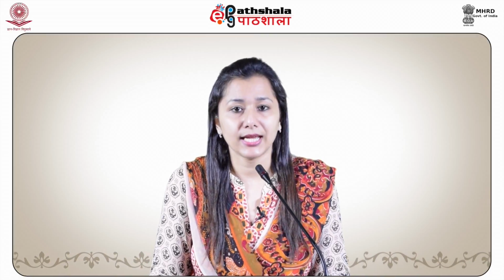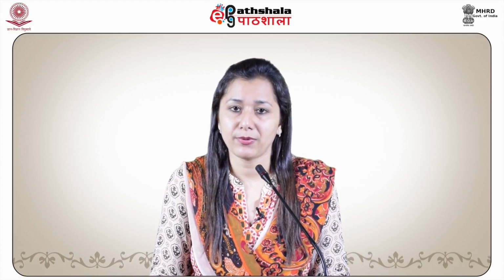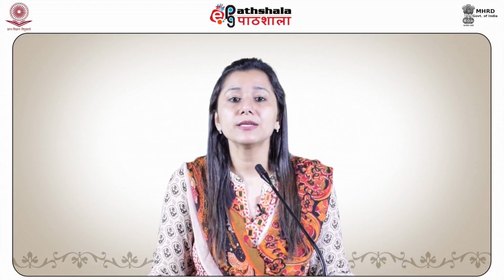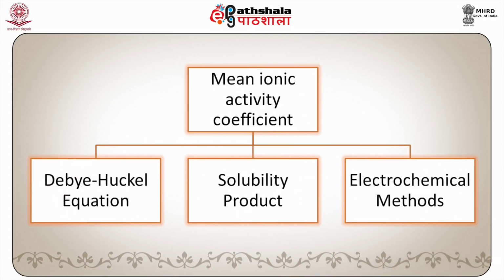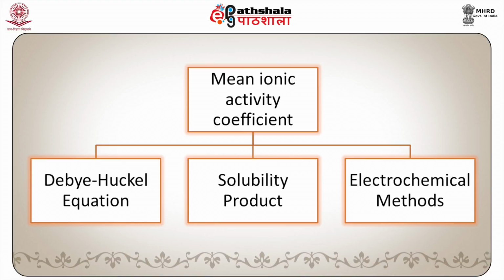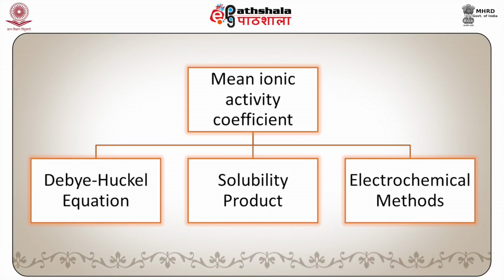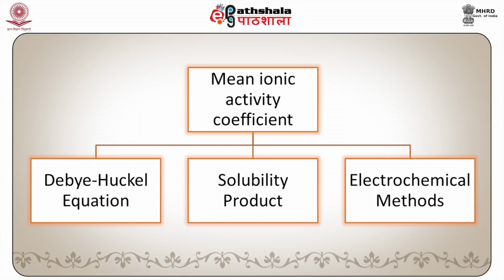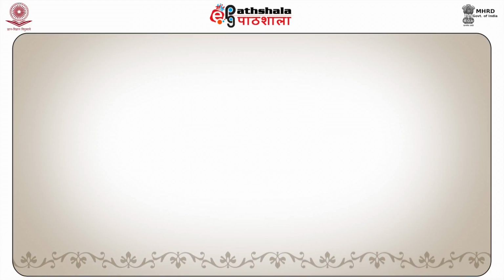The activity a of an electrolyte is a property that can be measured by experiment, for example, by measuring colligative properties such as osmotic pressure or freezing point depression of the solution. We can determine the mean ionic activity coefficient gamma plus minus of ions in solution using the Debye-Huckel equation, or from the solubility product, or from electrochemical methods using the Nernst equation.